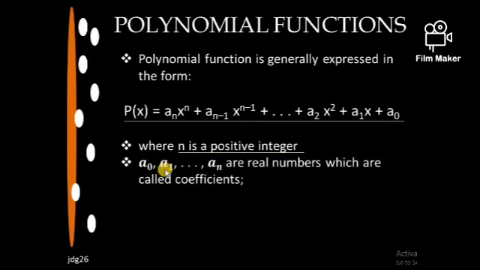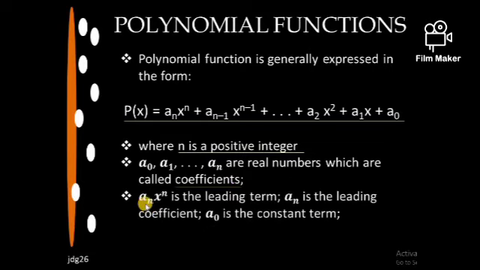A sub 0, a sub 1, a sub n are real numbers which are called coefficients. So, nasaan ba yung a sub 0, a sub 1? So, ito yung mga coefficients ng x or ng variable x, numerical coefficients. Next, a sub n times x raised to n. So, ito yung makikita sa first or the first term in the given function.